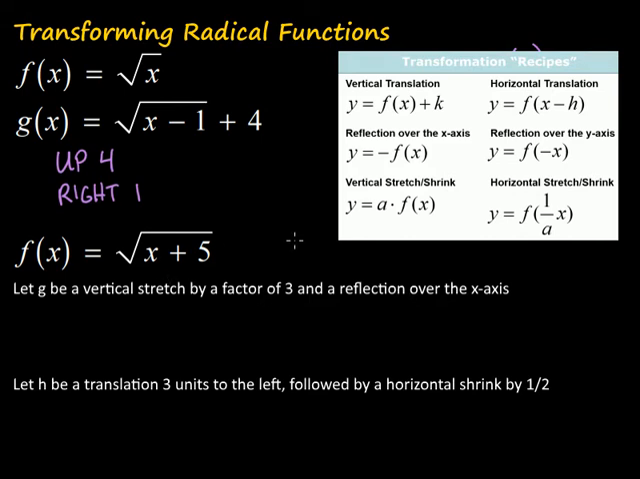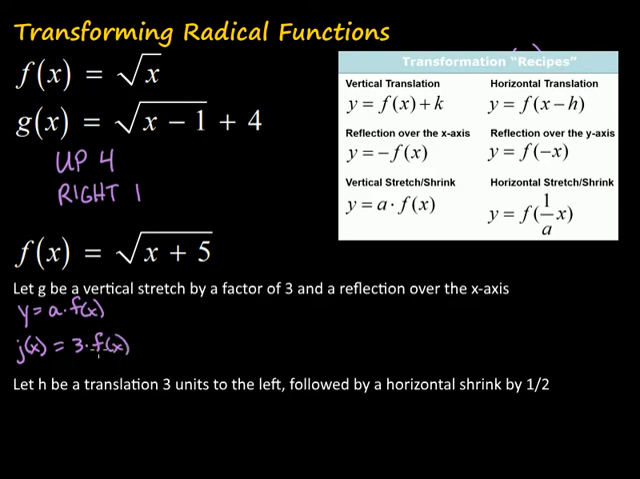Okay, so how I like to do this is to grab the recipe for what it's saying to do. Right here is the vertical stretch, and it's by a factor of 3, so that's going to be 3 right there, so 3 times f of x. So I'm going to start by writing it like this, y equals a times f of x, and then I'm going to make a function called g, but I'm not there yet because I have two of them, so I'm just going to use something different to know I'm not at g yet. So I'm going to call it, how about j? We'll call it j of x equals 3 times f of x.